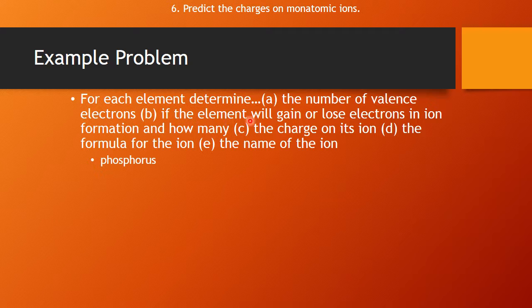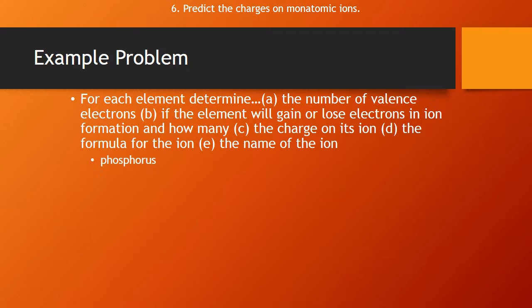Will the element gain or lose electrons whenever it forms an ion, and how many? Well, the fact that it already has 5 valence electrons means it's probably going to gain electrons. And it will have to gain 3, because if it gains 3 electrons from the 5 it already has, that will get it to 8.